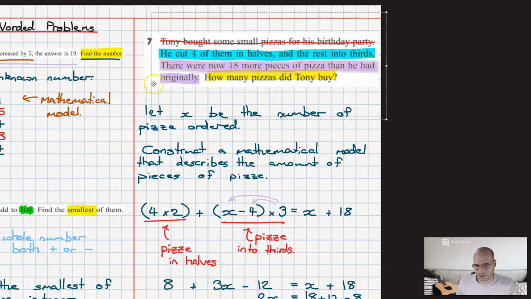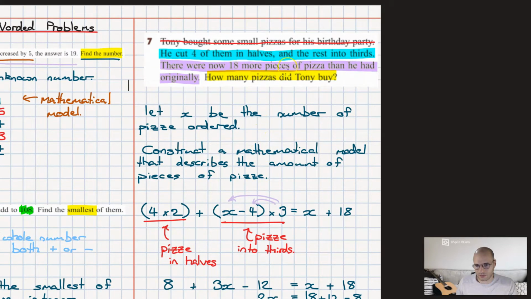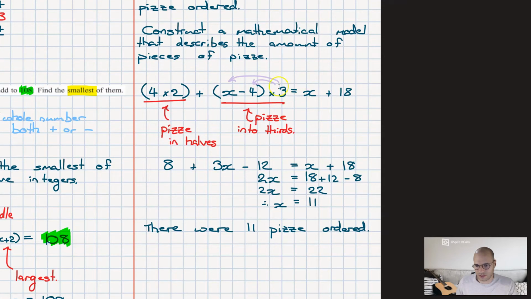Then the purple one says there were now 18 more pieces of pizza than he had originally. So again, this third sentence tells us how many pieces of pizza he has compared to what he had originally. Then finally, it's telling us what the question wants. So how many pizzas did Tony buy? Deconstructing it, I just say, let X be the number of pizzas ordered. And then finally, we build a model that describes the pieces of pizza that we have, because that's the information that we're presented with in the question. So it's telling us to construct a model explaining how many pieces of pizza there are.